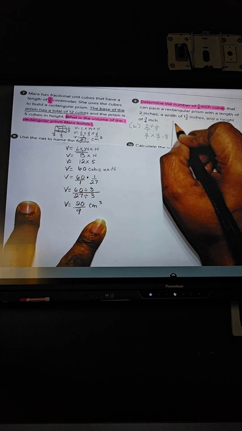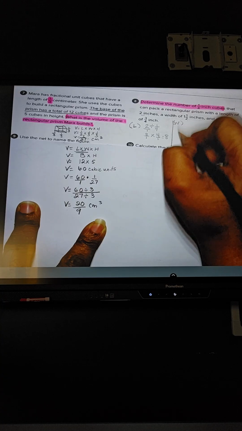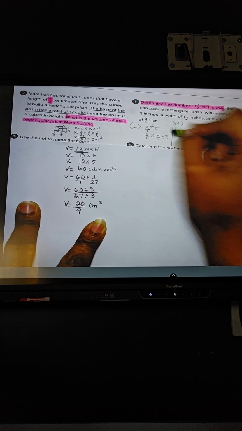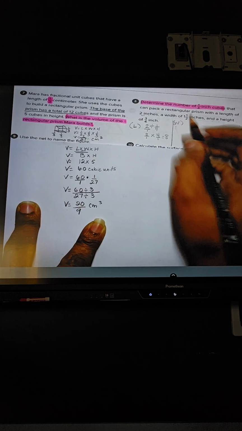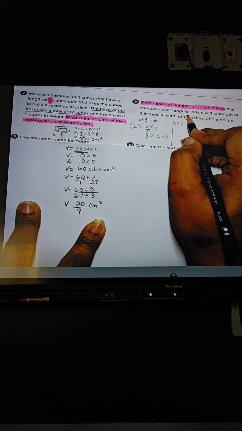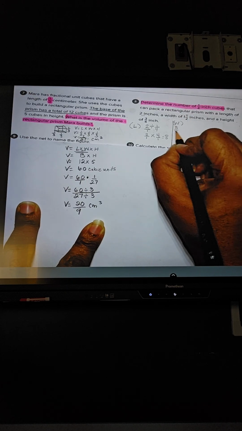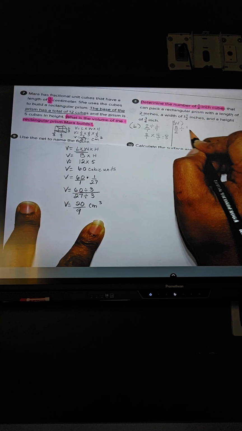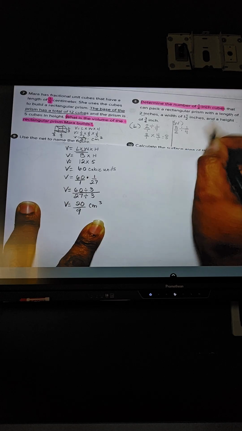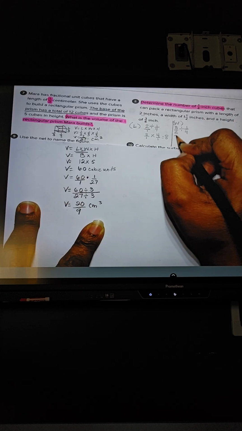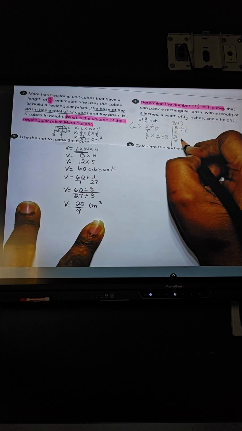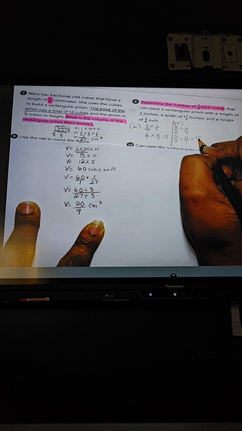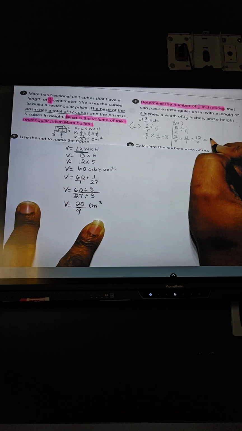Length, width. Width is 1 1/2. So we've got to change that 1 1/2 to a big-headed fraction. How do we do that? Or an improper fraction. 2 times 1 is 2, plus 1 is 3. So 3/2 divided by, again, the size of the cube, 1/4 inch. Keep, change, flip, which equals 12/2, which equals 6.